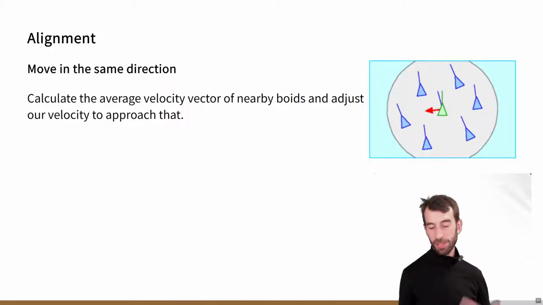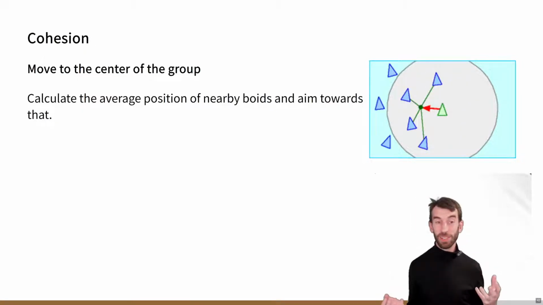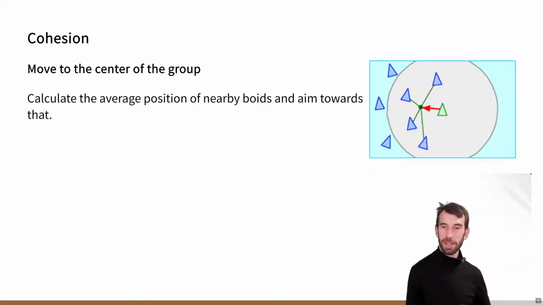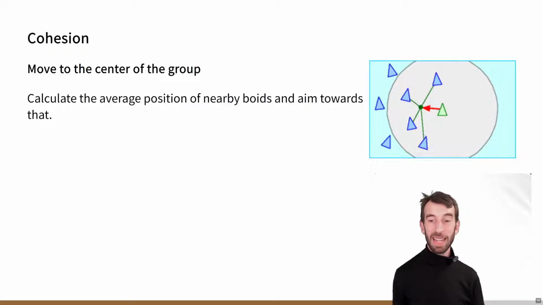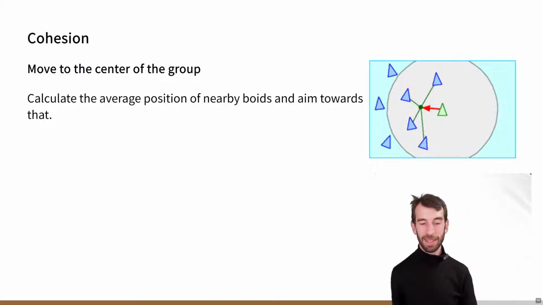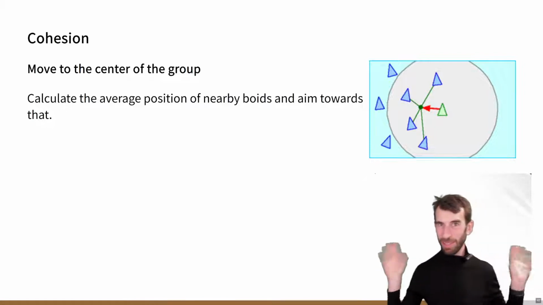So we've had separation, alignment. The third one is cohesion. That means I want to move to the center of a group, which sort of conflicts with separation a little bit. So I guess there's a balance between those two concepts. I'm going to find the average position of a nearby group of Boids and aim towards that. So I don't want to be too close to everyone else, but I want to be among them. I want Boids to be all around me.